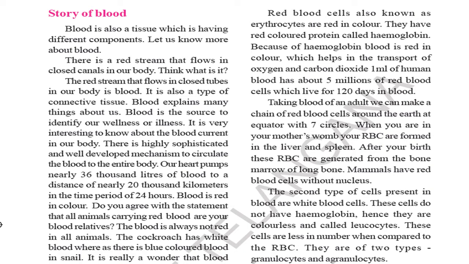There is a red stream that flows in the closed canals in our body. Think, what is it? The red stream that flows in closed tubes in our body is called blood. It is also a type of connective tissue. Blood explains many things about us. Blood is a source to identify our wellness or illness. It is very interesting to know about the blood current in our body.